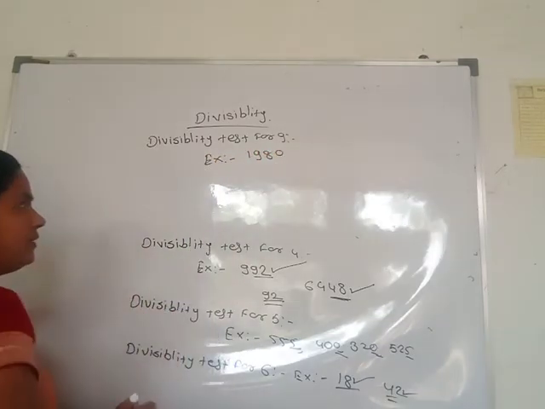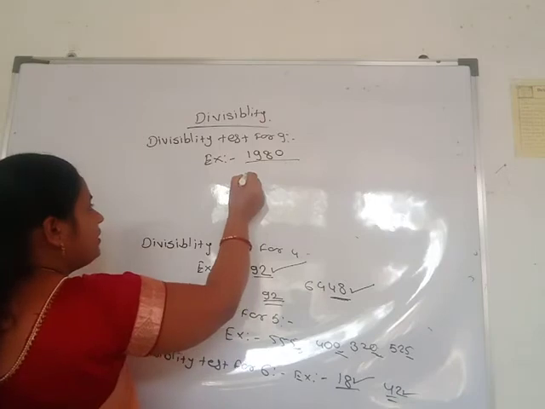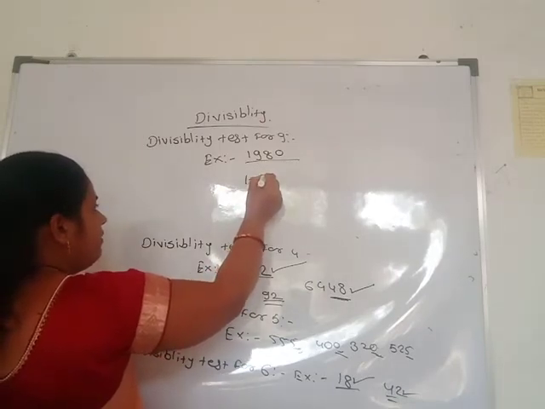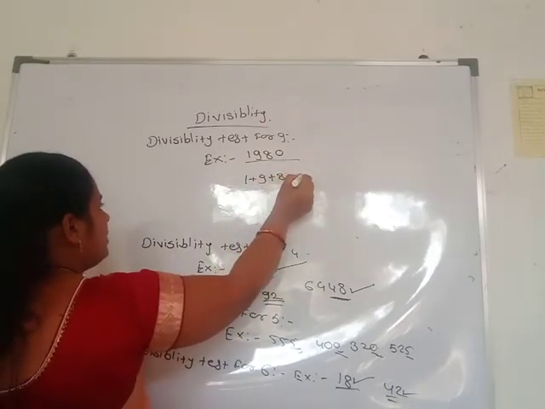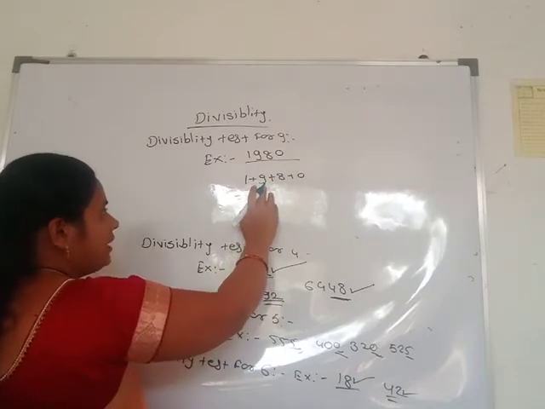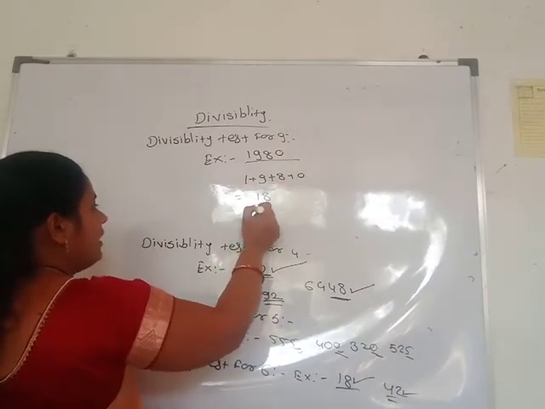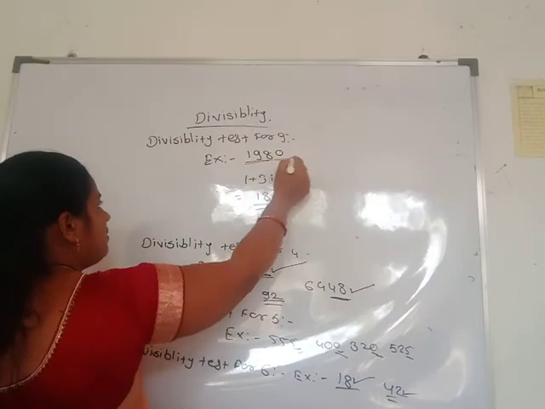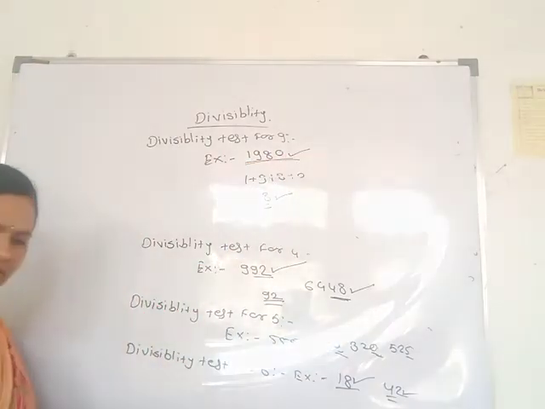1980. Do the sum of the digits of the number: 1 plus 9 plus 8 plus 0. 9 plus 1, 10. 10 plus 8, 18. This 18 is divisible by 9. Therefore this whole number is divisible by 9.